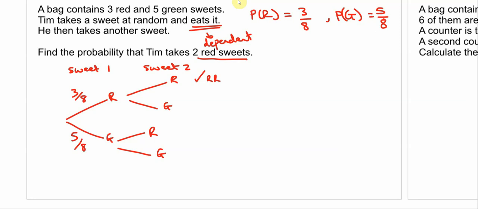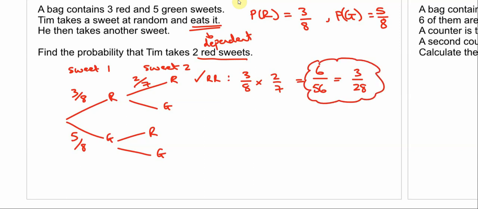So right now we've got 3 out of 8 red sweets. If I eat a red sweet, there would now be 2 red sweets, and there would be 7 sweets overall. So the probability of red would be 3 out of 8 times 2 out of 7, and that makes it 6 out of 56. If you wanted to simplify that, which you don't need to do, we can just divide them by 2. Either of them is a completely fine answer.